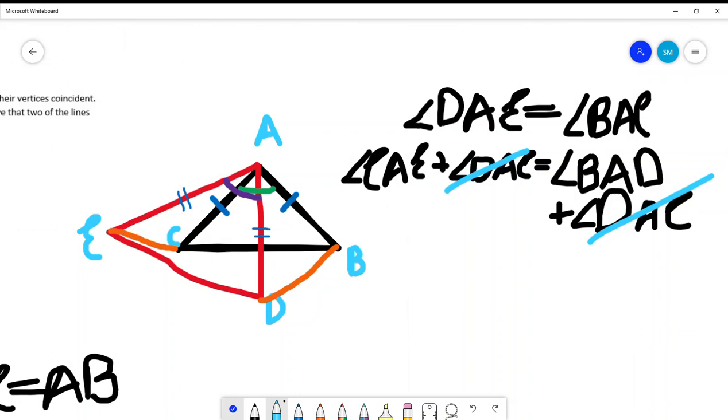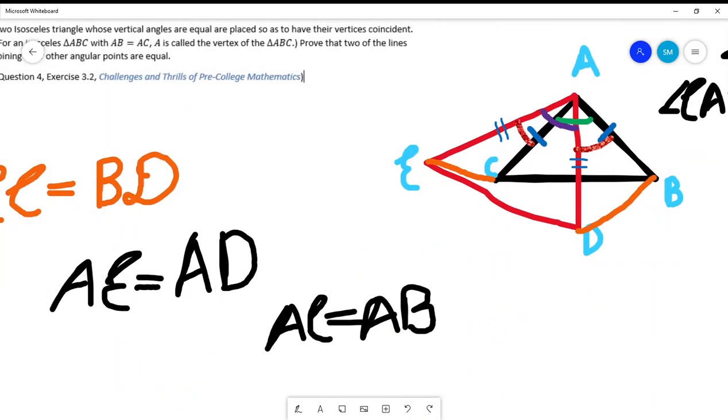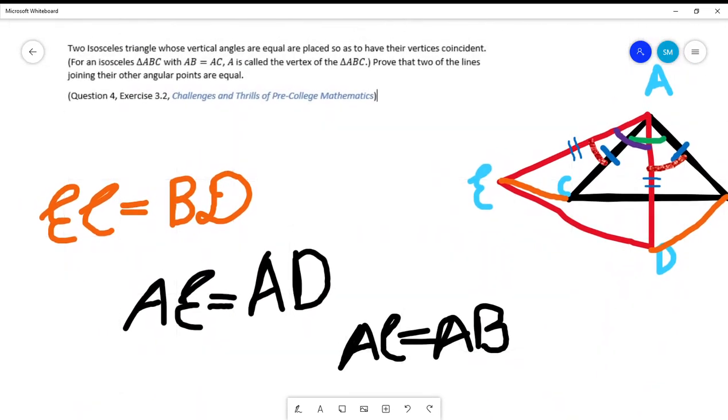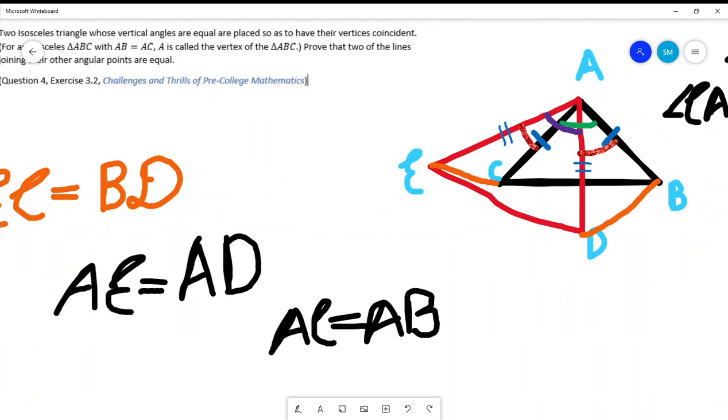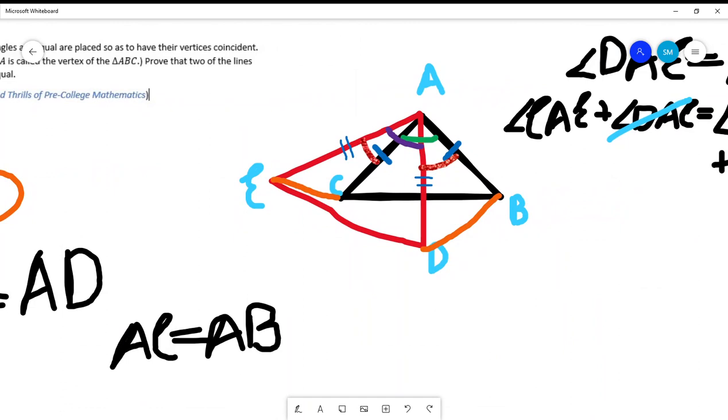So we have a few things. Angle CAE equals angle BAD. So this angle is equal to this angle. These two angles are equal, and these few sides are equal: AE equals AD and AC equals AB. So we can simply prove it by SAS criterion.